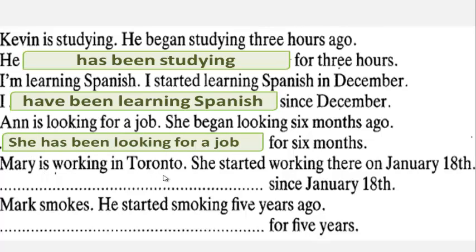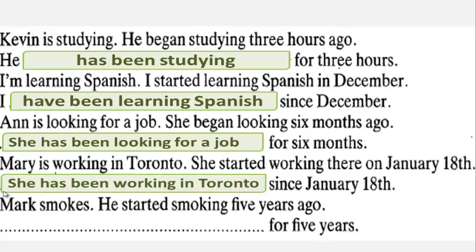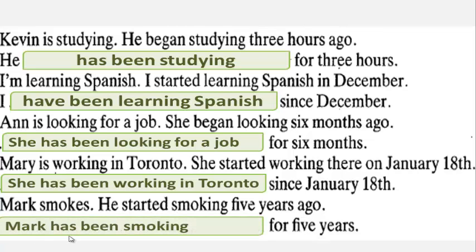Mary is working in Toronto. She started working there on January the 18th. Right? So, Mary has been working in Toronto since January the 18th. Mark smokes. He started smoking 5 years ago. So, Mark has been smoking for 5 years.